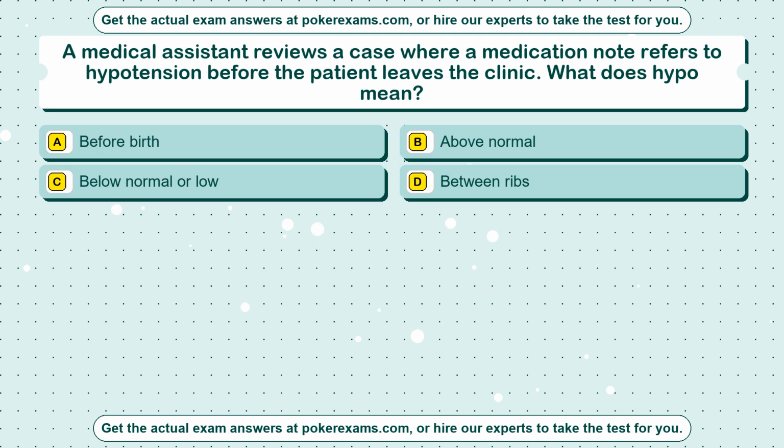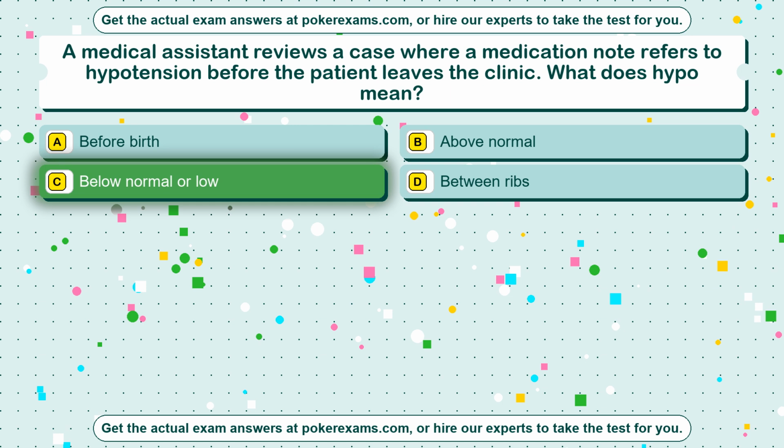Question 5. A medical assistant reviews a case where a medication note refers to hypotension before the patient leaves the clinic. What does hypo mean? Option A. Before birth. Option B. Above normal. Option C. Below normal or low. Option D. Between ribs. The correct answer is option C.